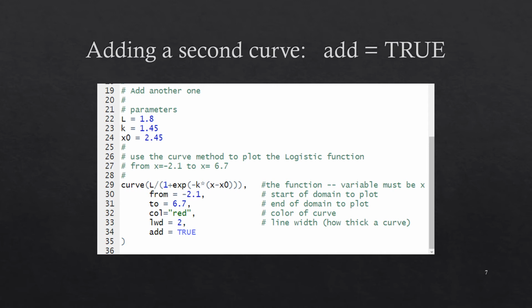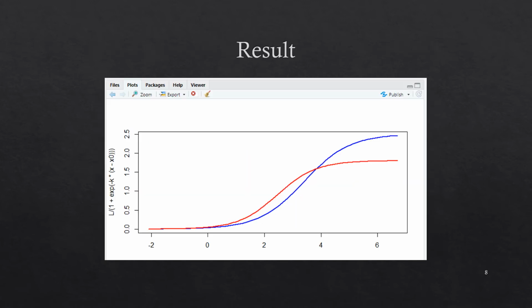add this curve to it. So now we have 6 arguments in the curve method, so we're expecting 5 commas, and the new argument is to add this to the result that we already had plotted. And here's the result showing the 2 logistic curves with different parameters.